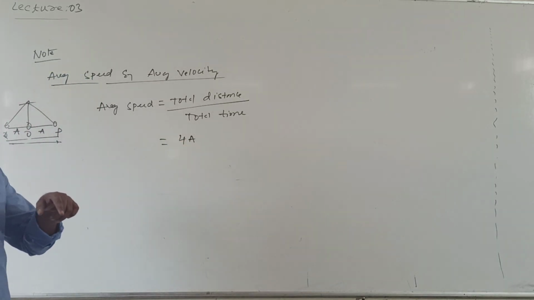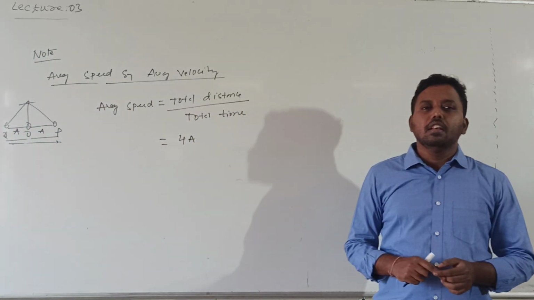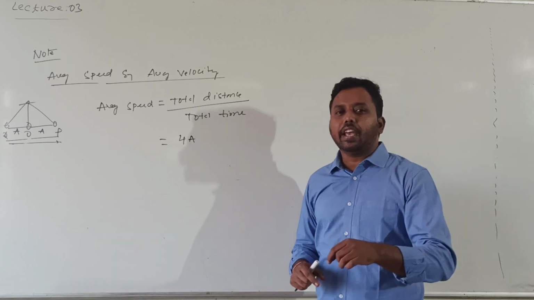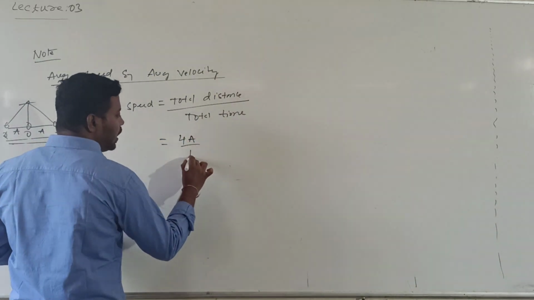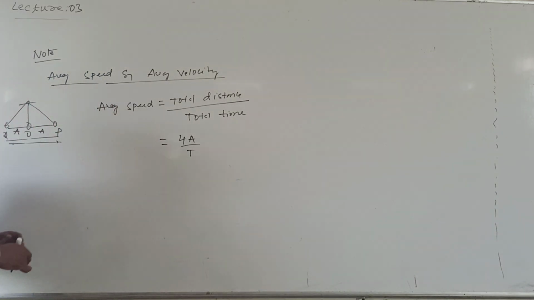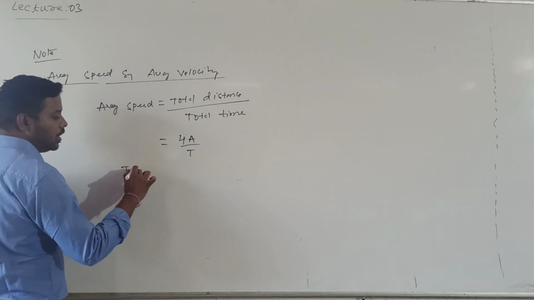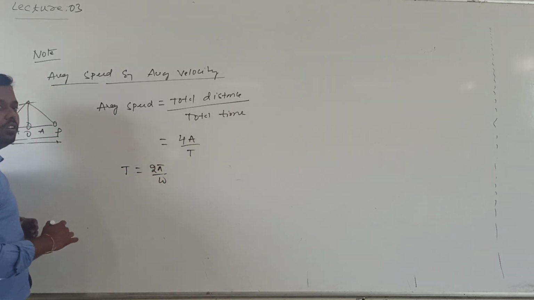2A. Span means the distance between two extreme positions. So that span value will be 2A, but the total distance is 2 times the span, divided by the total time taken, which is T. Time period is the time taken to complete one oscillation. But we know that T is equal to 2 pi by omega. We know that now.